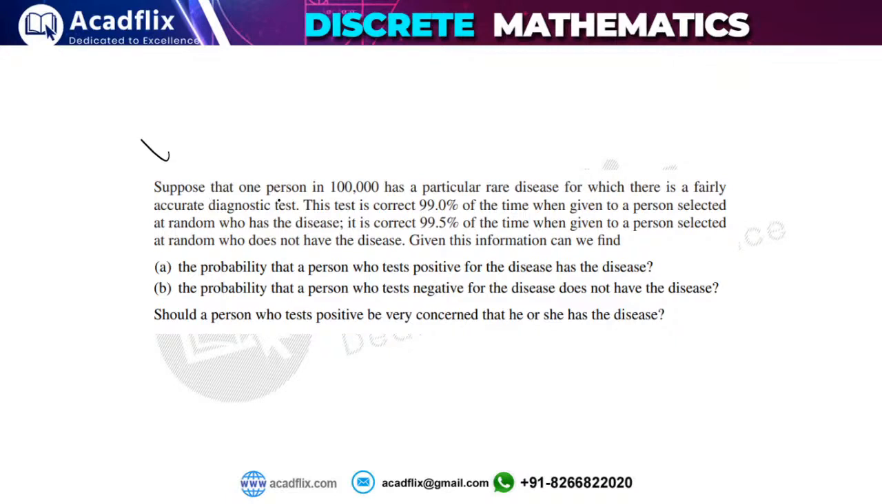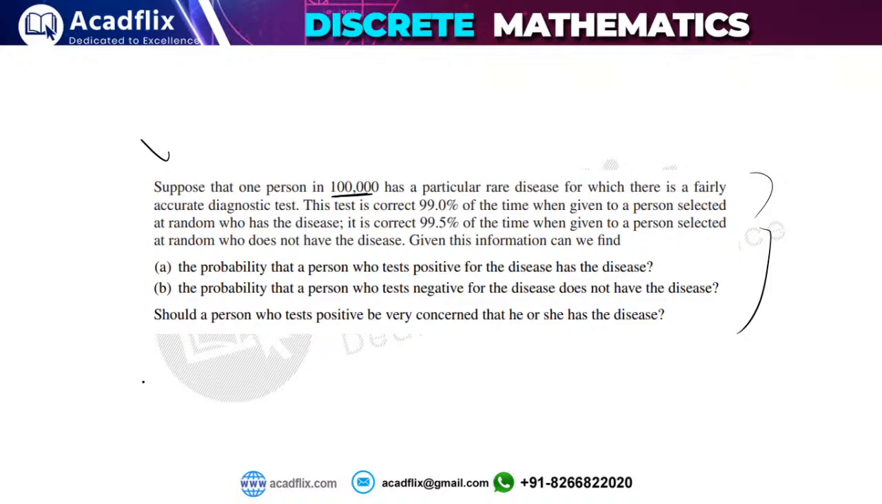So he's saying that suppose one person in 1 lakh has a particular rare disease. Okay, actually this will be very hard to understand. So what we do, let's take another question and you can try this question on your own so that you can practice. This question will be easy once you practice Bayes theorem enough. The direct formula will be applicable, you just need to apply the formula directly.